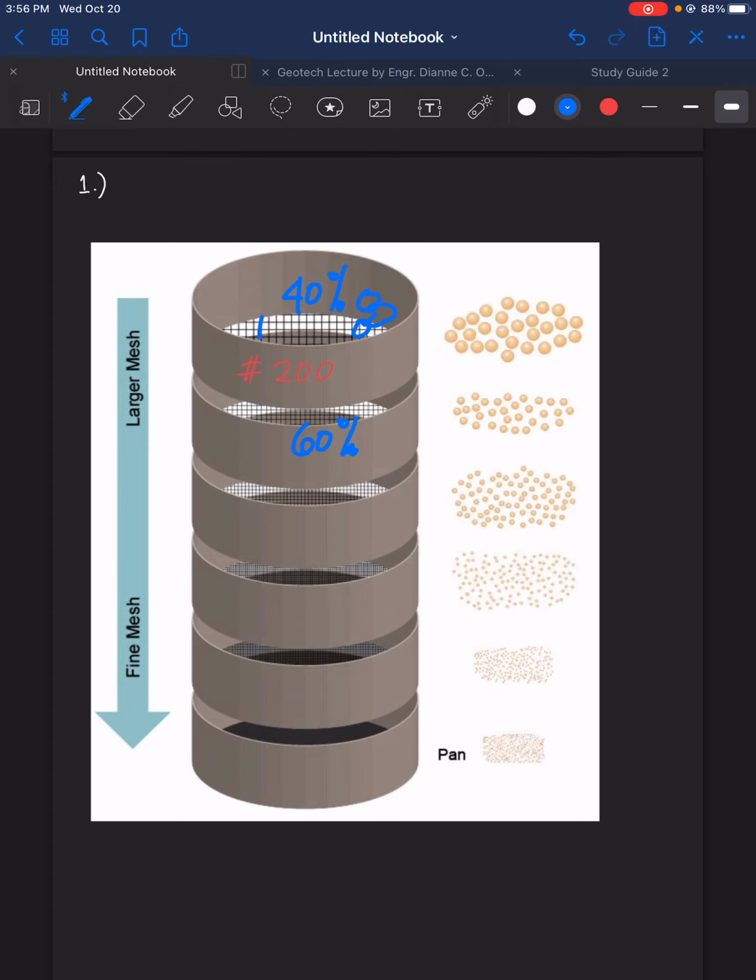So if we visualize it, there are more finer particles compared to coarser particles. And thus, it is defined as fine-grained soil.